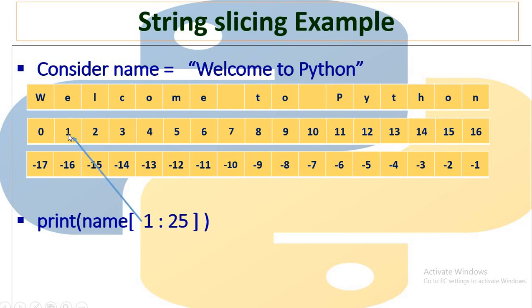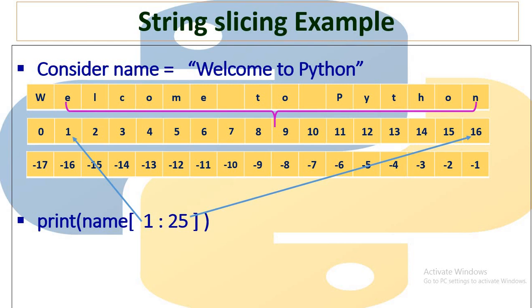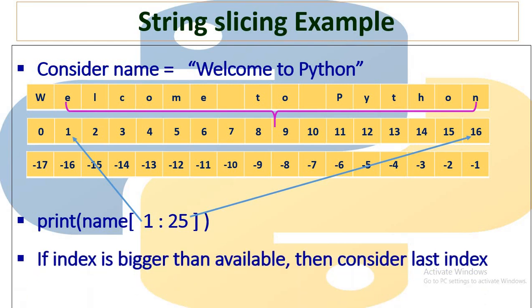Start is 1, so we will point to the first index, positive index. Now 25 is the end mentioned, and if we see our string, the last character position is 16, whereas here the end mentioned is 25. So in this case, if end is larger than the available, it will consider the normal end of string. So it will consider the actual end of string. So if index is bigger than available, then it will consider the last index. So output is from the first to last, the string by excluding W.